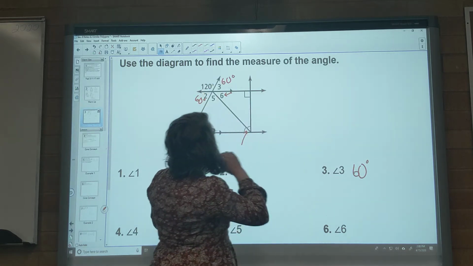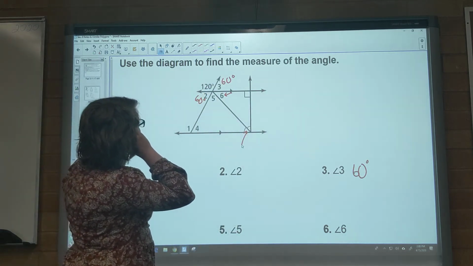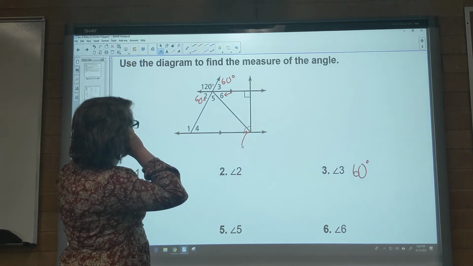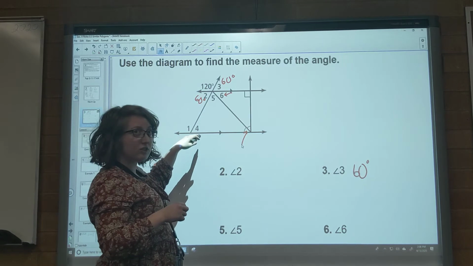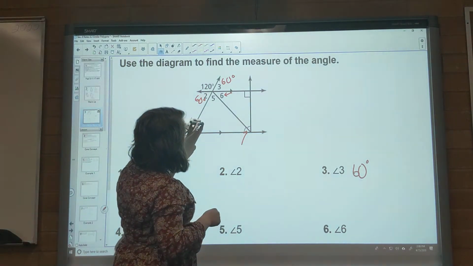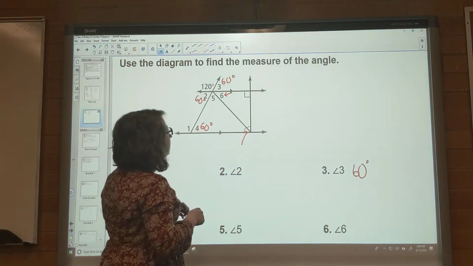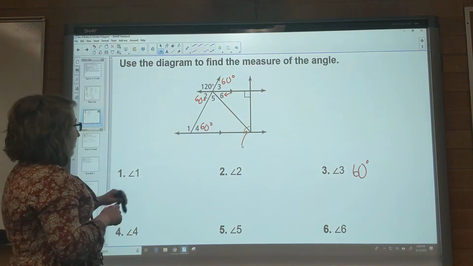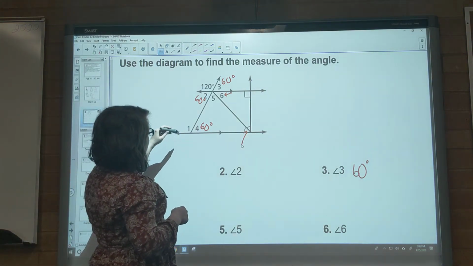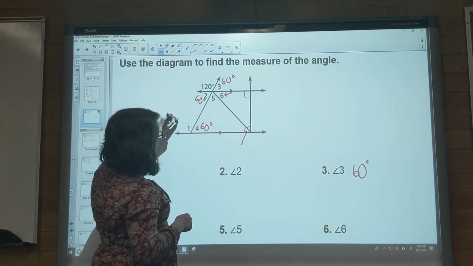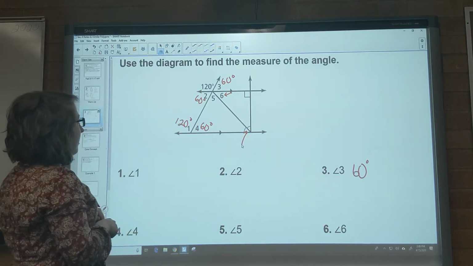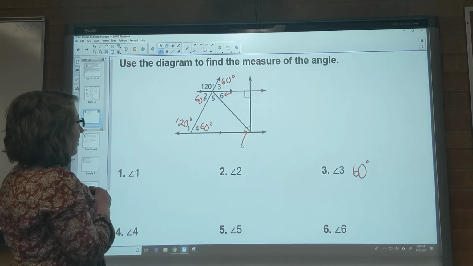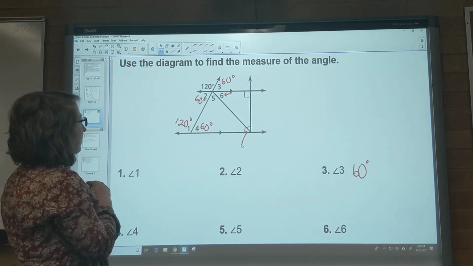60 degrees. And then we know that angle 2 and angle 4 are alternate interior, right? So angle 4 would also be 60 degrees. And then angle 4 and angle 1 make a straight line. So angle 1 would be 120. And then this is the part that I got stuck on.